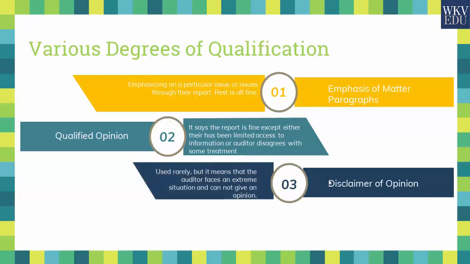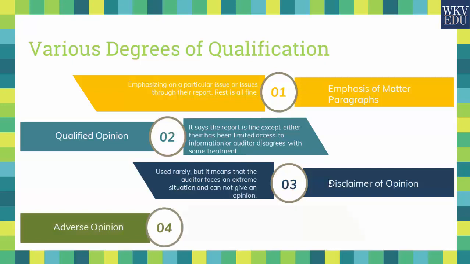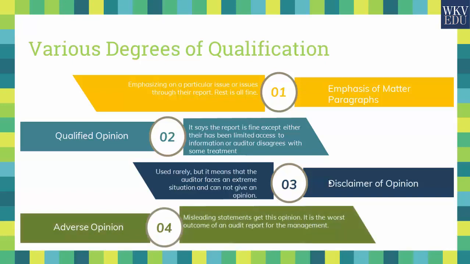Third is a disclaimer of opinion. This is used very rarely, but it means that an auditor has faced an extreme situation. That is, he or she cannot form an opinion given the kind of information or situation he or she has been put to. So, in this situation, he says that there's a disclaimer of opinion where he cannot say whether the statements are being prepared in a true and fair manner or not, whether they have some issues or not. So, they do not make any opinion whatsoever. Lastly, it's an adverse opinion. This is the worst kind of opinion that a set of financial statements can get.